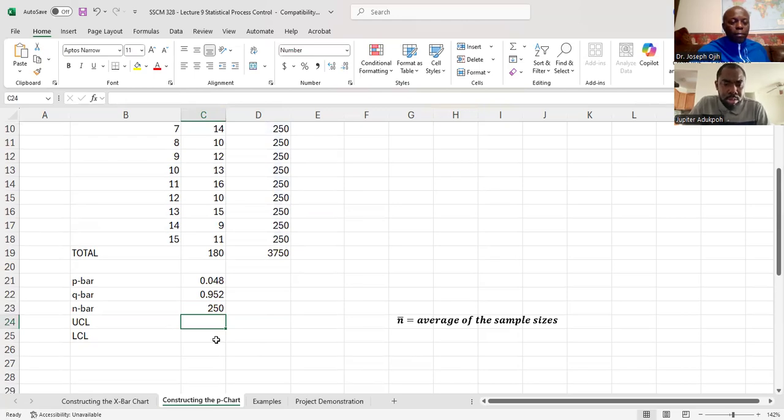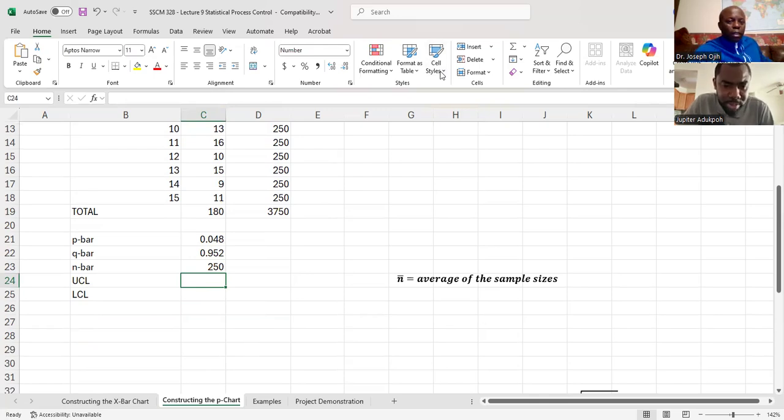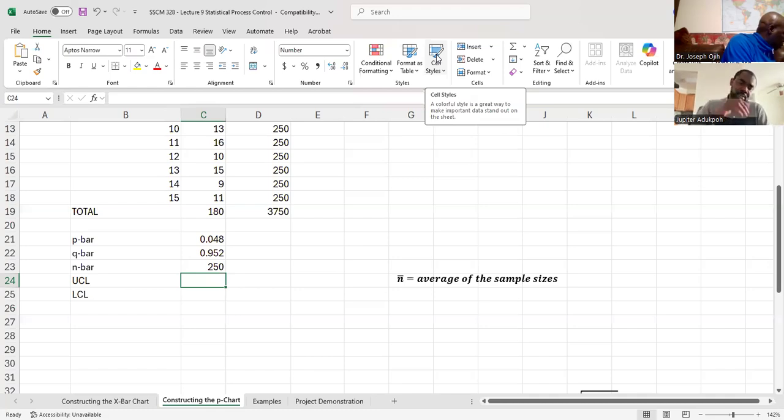Now, we can now calculate the upper control limit and lower control limit. Okay. Jackson. Okay. 1 minute. Let me put the person's name.